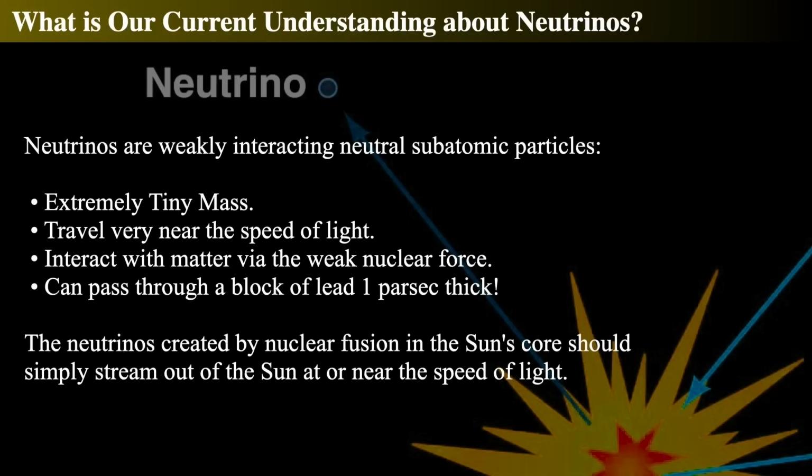So when neutrinos are created, at least we think they're created by fusion in the core of the sun, and every theory about nuclear fusion says they should be created, and if they are, they would simply stream out of the sun at or near the speed of light, unimpeded.